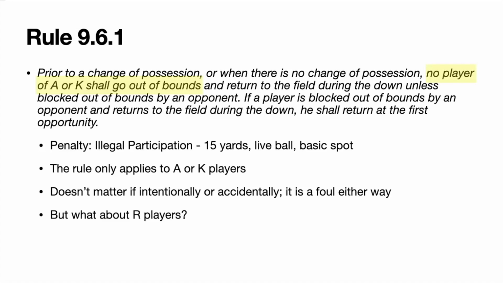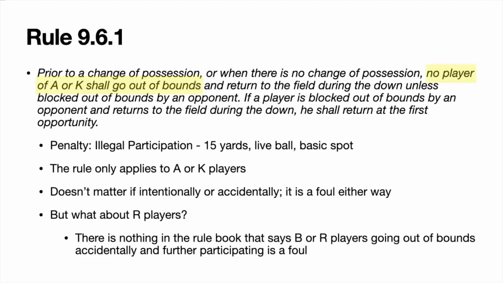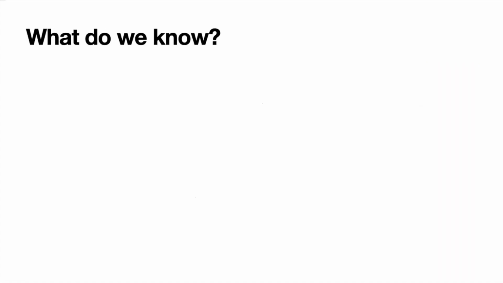But what about R players or B players? There's nothing in this rule that says B players or R players can't go out of bounds. Nothing in the rule book about B or R players going out of bounds accidentally and further participating. If a B or R player goes out of bounds by accident and then participates, it is not a foul. So what do we know?